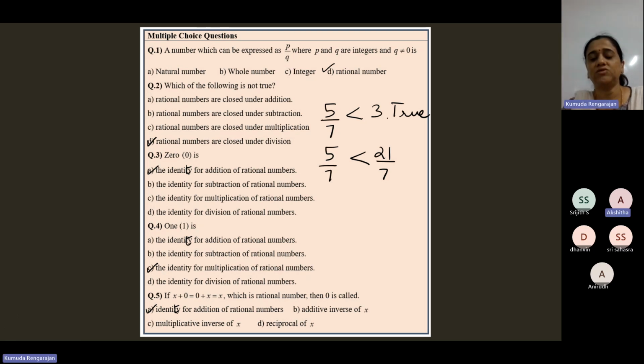5 by 7 is less than 3 is true because 3 is nothing but 21 by 7. Now the denominators are the same, so compare the numerators. 5 is less than 21. True. Now when you take the negative of these numbers, minus 5 by 7 and minus 3, you should take the opposite sign. Minus 5 by 7 will be greater than minus 3. Now I understand, ma'am.